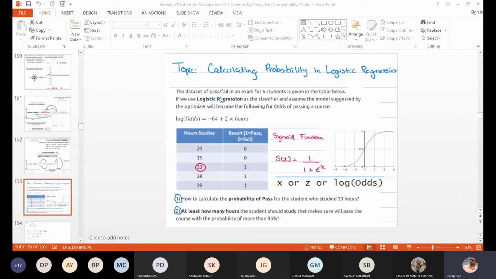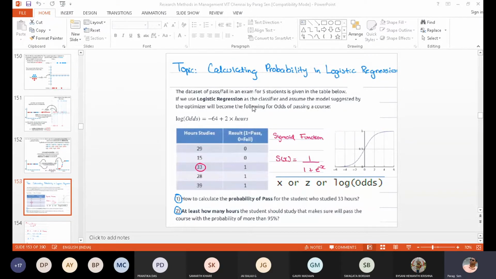Suppose the data set of pass or fail in an exam for 5 students is given in the table below. If we use logistic regression as the classifier and assume the model suggested by the optimizer becomes the following, the odds of passing a course. You can see that studies is the independent variable and result, pass or fail, is the dependent variable. 29 hours is fail, 15 hours fail, 33 pass, 28 pass, 39 pass.